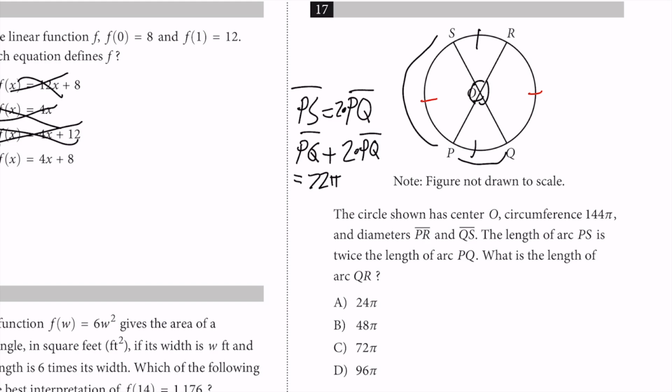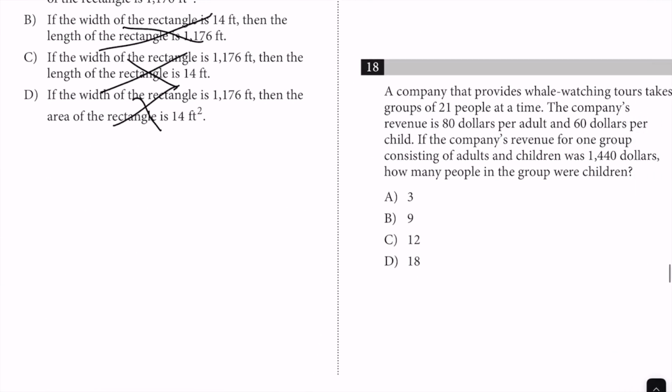So if we rephrase this, we can put PS plus 1 over 2 PS equals 72 pi, 3 over 2 PS equals 72 pi, and that then gives us that PS is equal to 48 pi. We then know that QR must also equal 48 pi, which is going to be answer choice B.